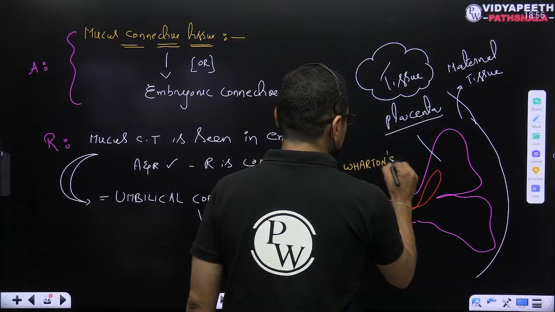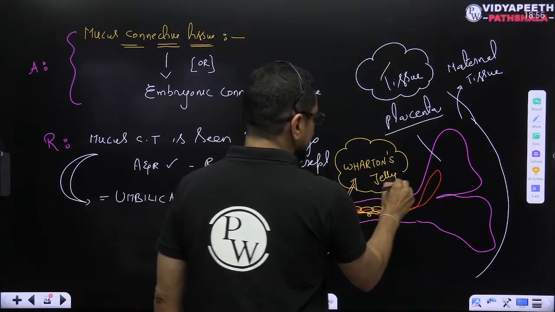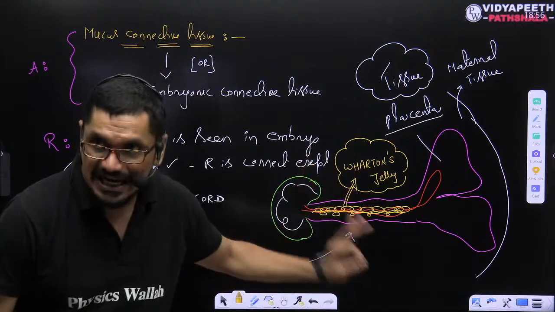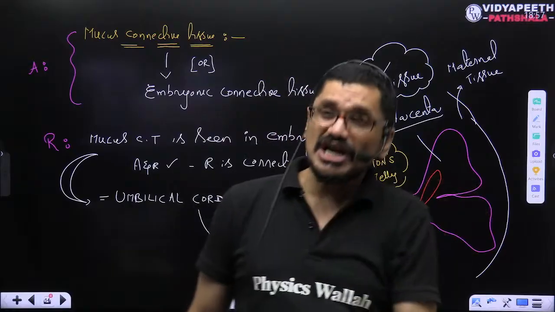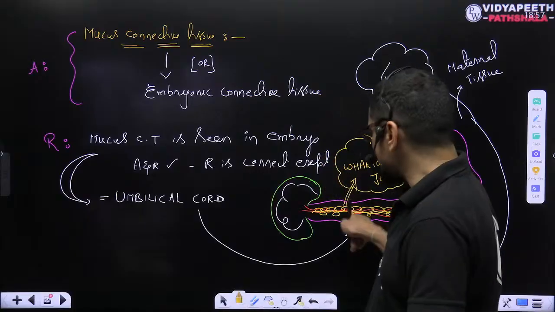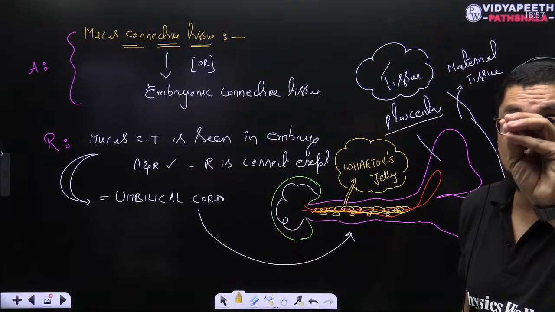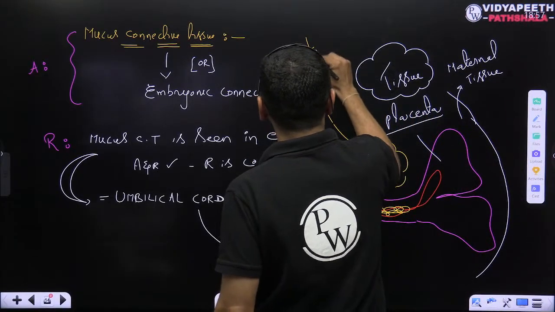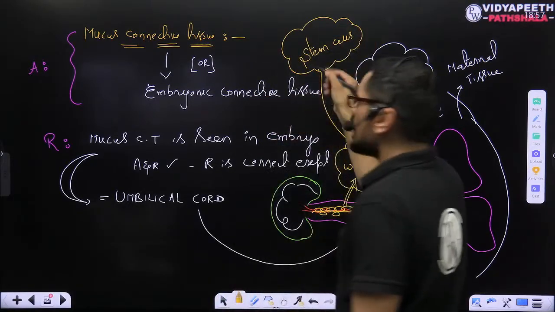Wharton's jelly, W-H-A-R-T-O-N apostrophe S. Wharton's jelly is nothing but the mucous connective tissue. Don't ask me, sir, what is the difference between mucous connective tissue and Wharton's jelly? Both are the same. Mucous connective tissue, if it is present in the umbilical cord, is Wharton's jelly. It is the richest source of antibodies, and stem cells are present here.